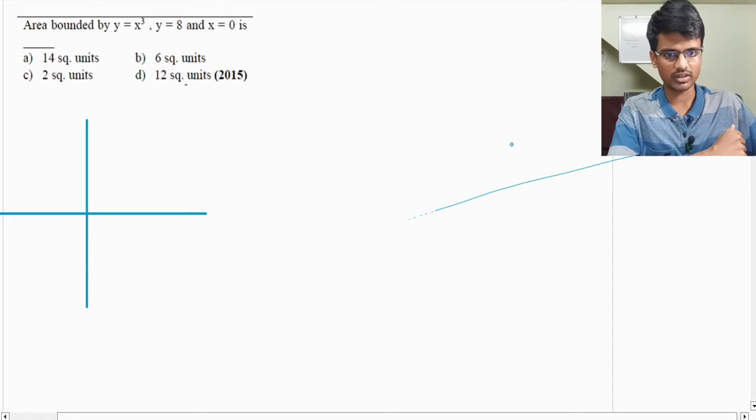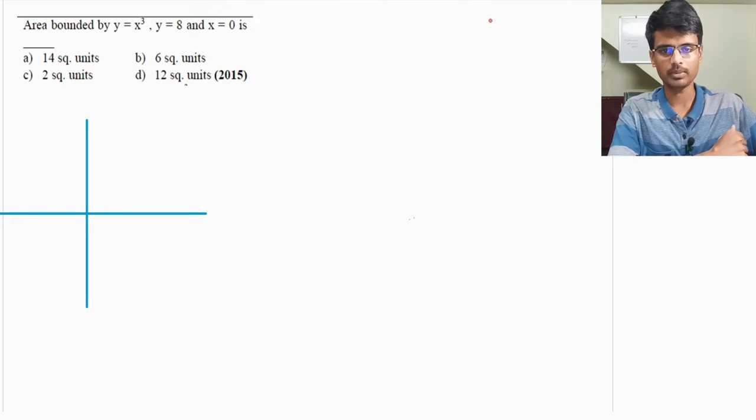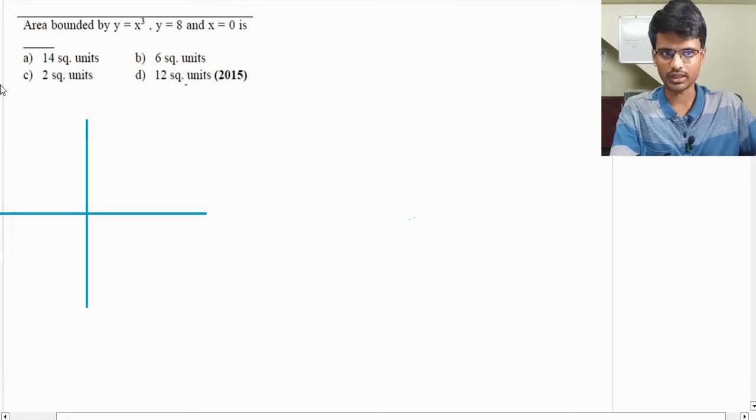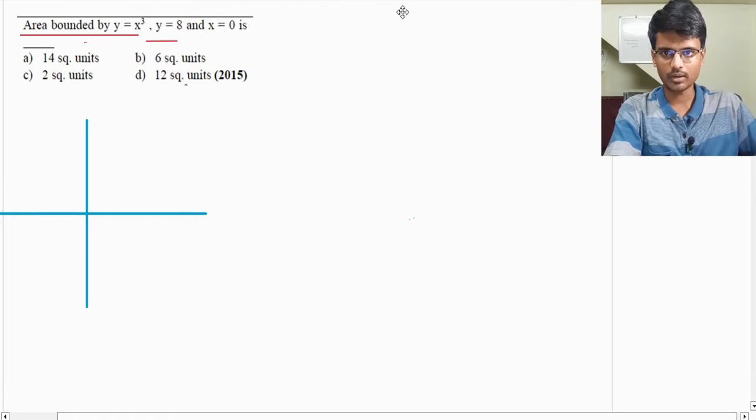Before we start solving the questions, I would suggest you pause the video and try to solve the questions on your own. This way you will be able to develop your problem solving skills. The question given here is: area bounded by y equal to x cube, y equal to 8 and x equal to 0.